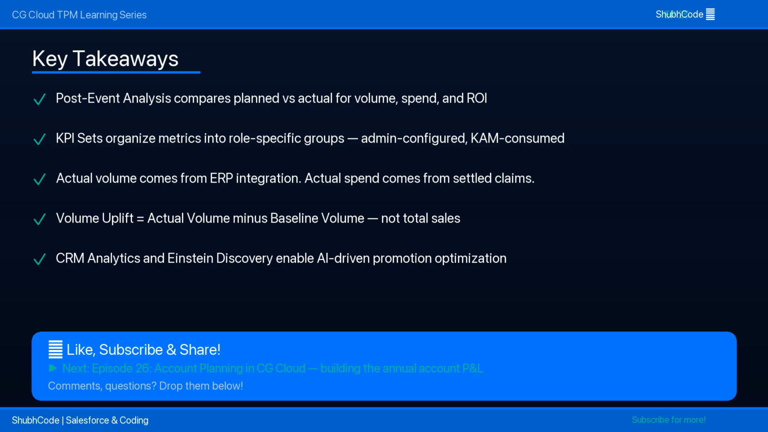Alright, let's wrap up. Here are the key things to remember. Post-event analysis compares planned versus actual for volume, spend, and ROI. KPI sets organize metrics into role-specific groups. Admin configured, KAM consumed. Actual volume comes from ERP integration. Actual spend comes from settled claims. Volume uplift equals actual volume minus baseline volume, not total sales. CRM Analytics and Einstein Discovery enable AI-driven promotion optimization.